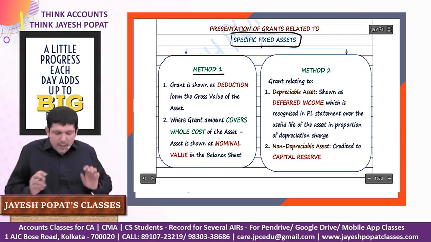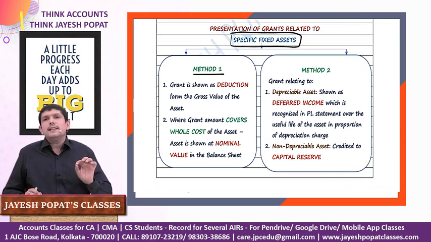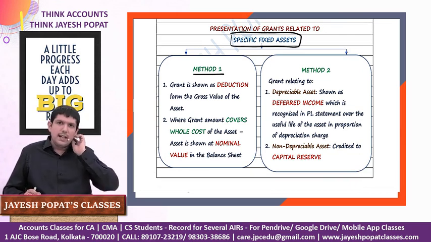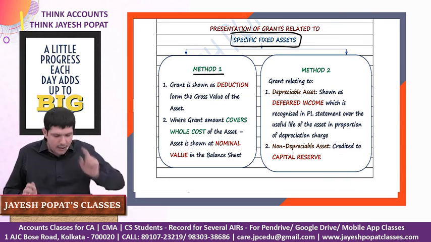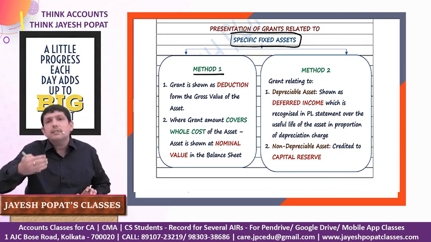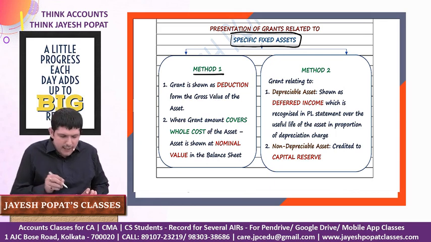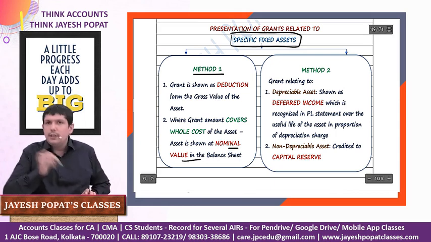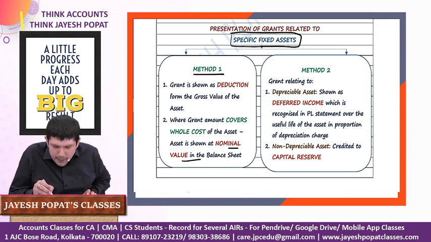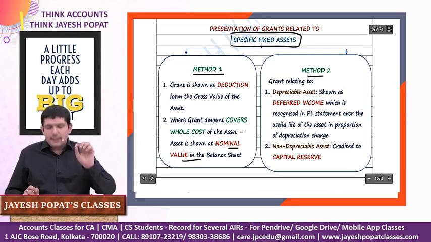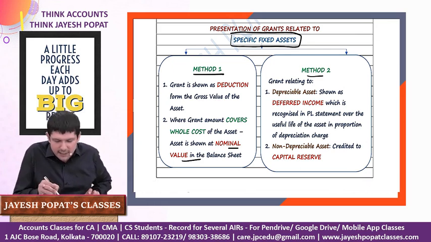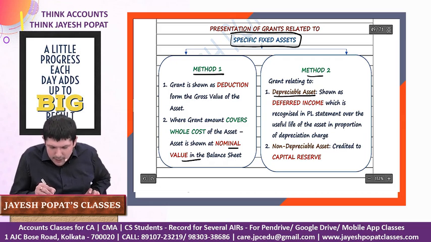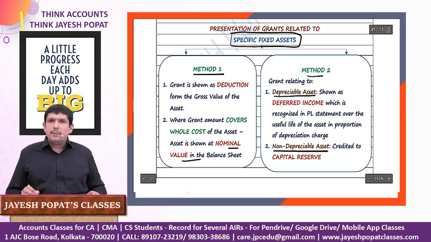In method 1, the amount of grant received is reduced from the cost of the asset, right? And if the amount of grant covers the entire value of the asset, it will be shown at a nominal value. We'll do it with the help of an example. In method 2, we'll see whether this grant relating to a specific fixed asset is in relation to a depreciable asset or is it in relation to a non-depreciable asset.